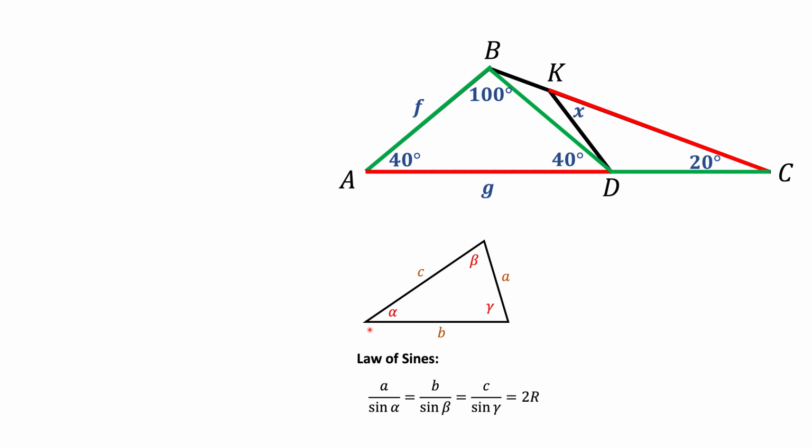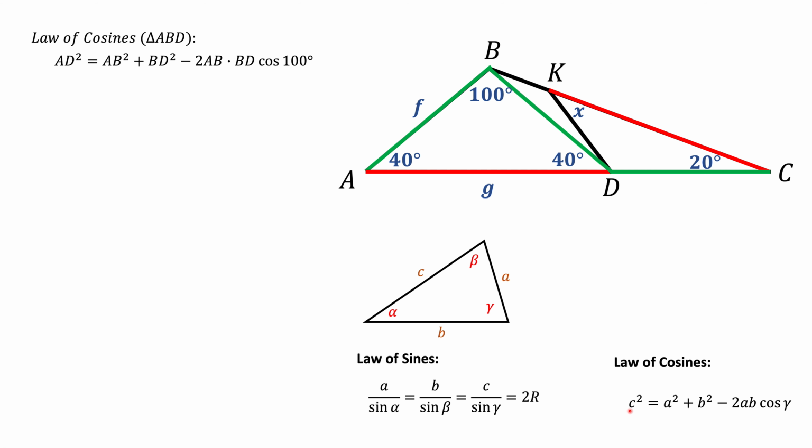Now let's talk about the law of cosines. The law of cosines says that if I know two sides in a triangle, like A and B, and I know the angle between them, I can use this formula to calculate the third length. And the law of cosines is often viewed as a generalization of the Pythagorean theorem. All right, so what we're going to do, we're going to take triangle ABD and apply the law of cosines to this triangle. That's what we're going to get.